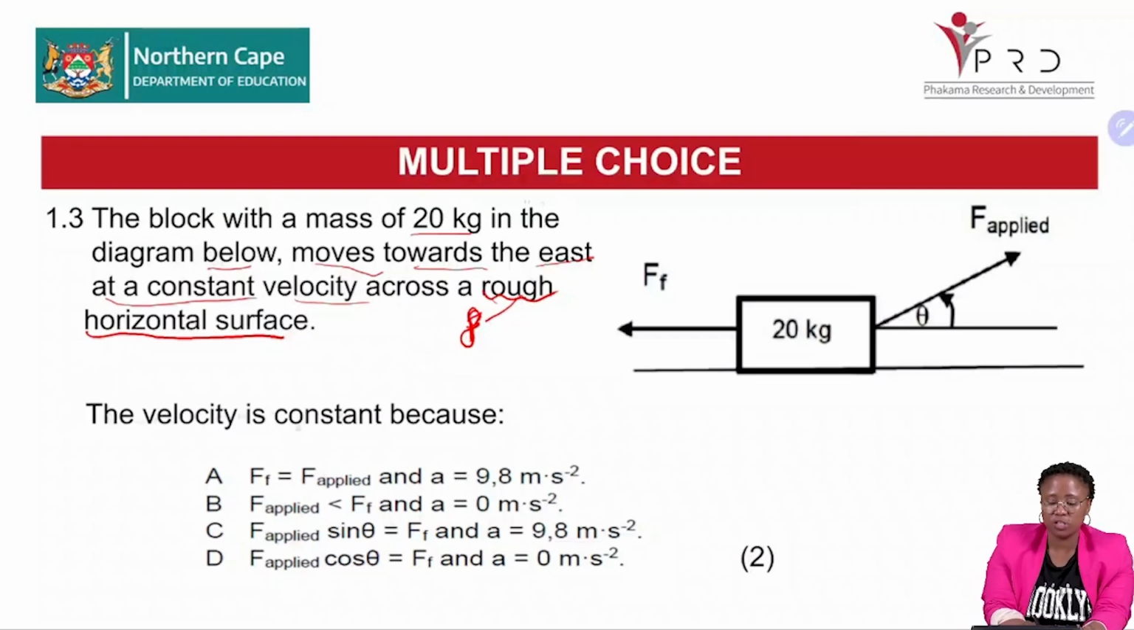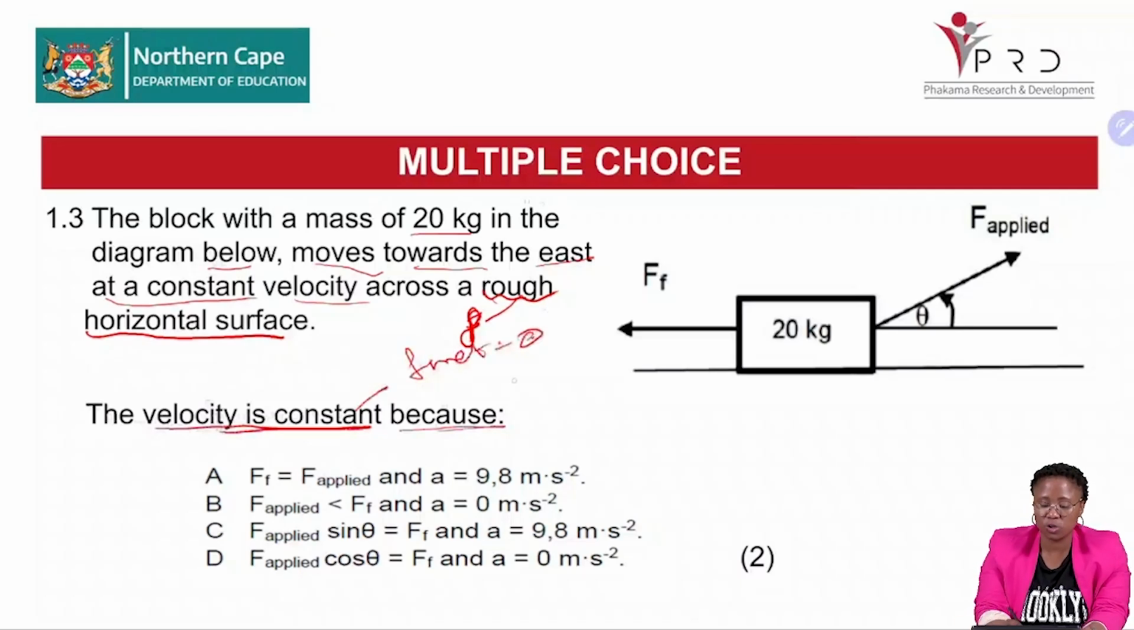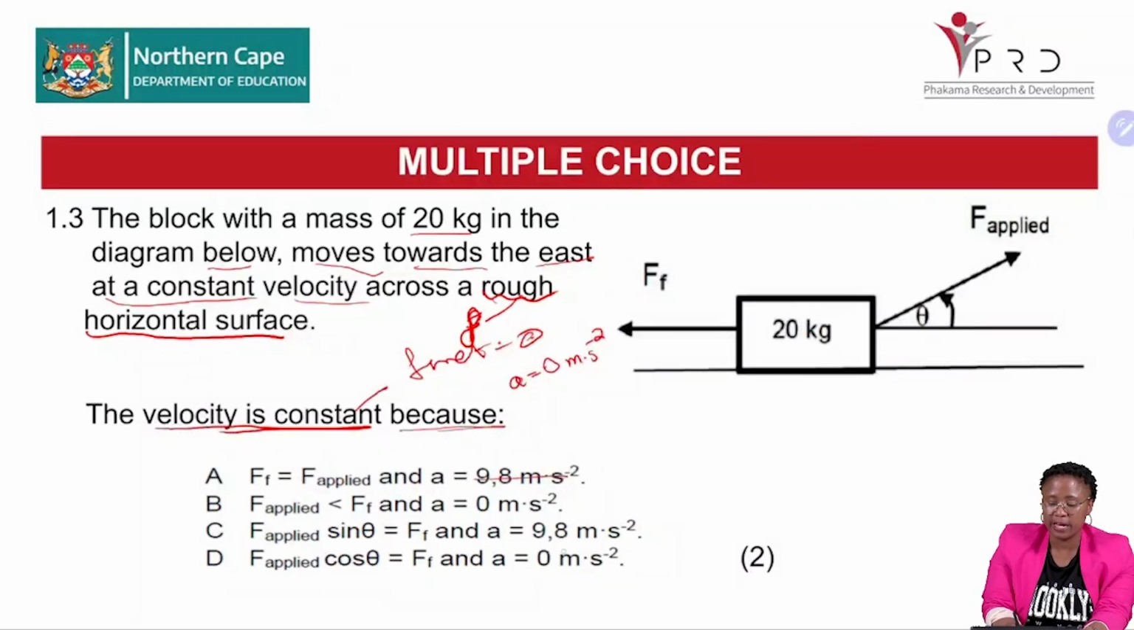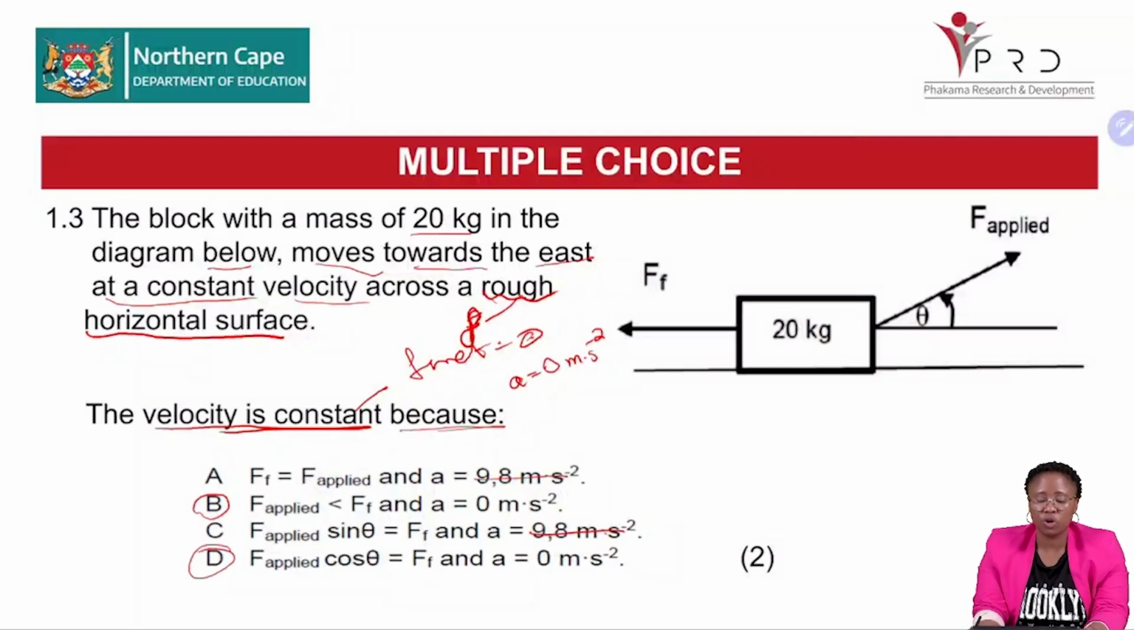Then they say the velocity is constant. If we have constant velocity, what does that mean? We know that F net is equal to 0. Why is F net equal to 0? Because acceleration is 0 meters per second squared. So which one will be the most correct answer? We know the one that talks about 9,8 is out. So our answer must lie between B and what? And D. So the most correct answer will be D.